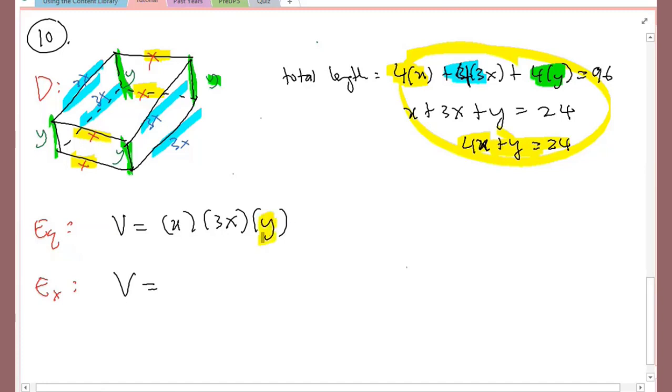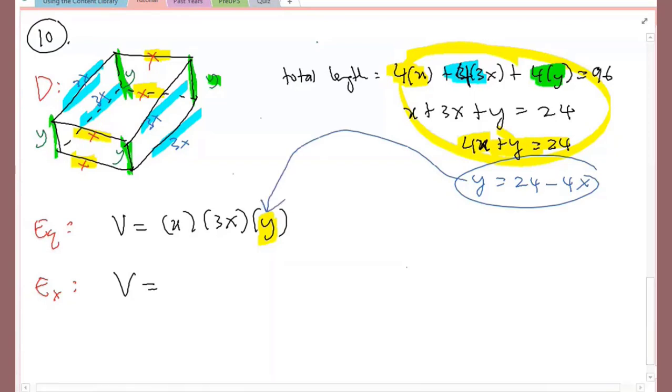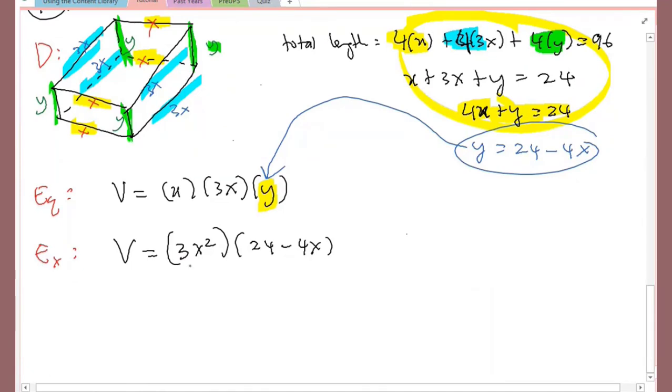So now, because this one is equal to 1 only, just get rid of it. Take this one as the subject, and now substitute. Then we get 3x squared and 24 minus 4x, times this one. And the answer is 24 times 3, what? Maybe I'm tired. 72? Check. 72x squared minus 12x cubed. Double check.